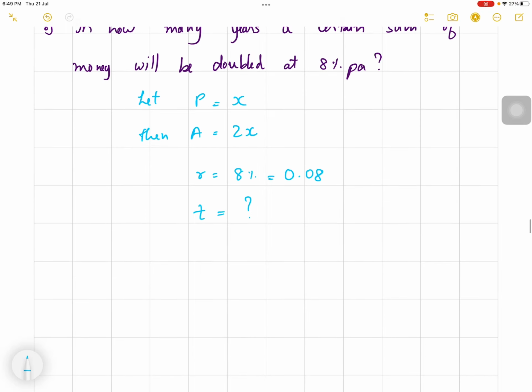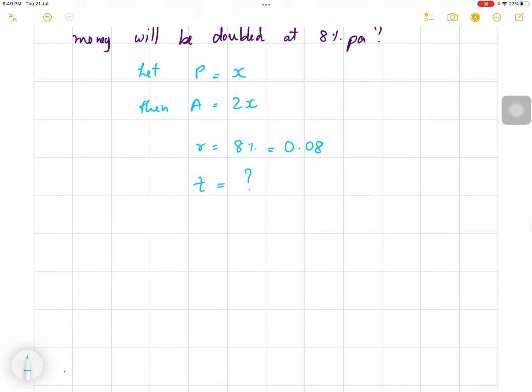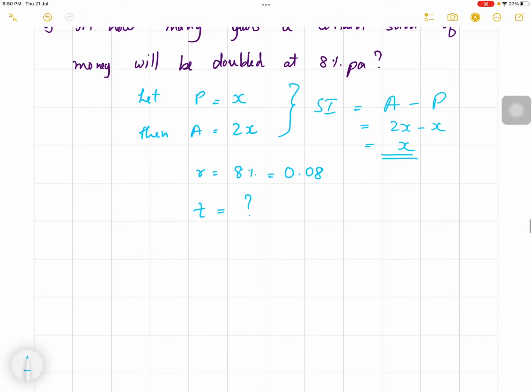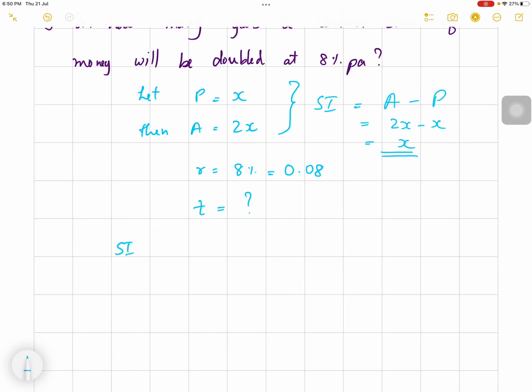Okay. So here we know P is X, A is 2X. So that means simple interest is equal to A minus P, which is 2X minus X, which is equal to X. So simple interest is X, P is also X. Okay. So simple interest is equal to P into T into R.